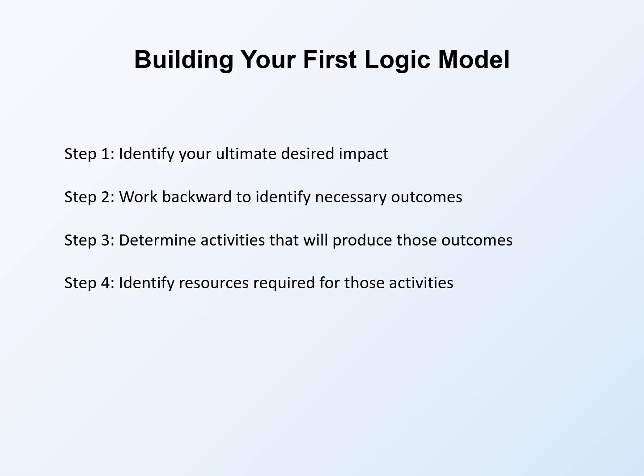These intermediate changes become your outcome categories organized from short-term through long-term. Step 3 determines activities that will produce those outcomes. Given what needs to change in your target population, what specific program activities would cause those changes to happen? Be specific and concrete about what you will actually do with participants.